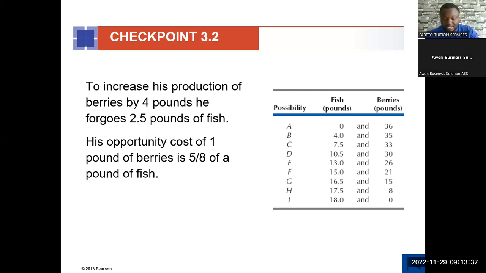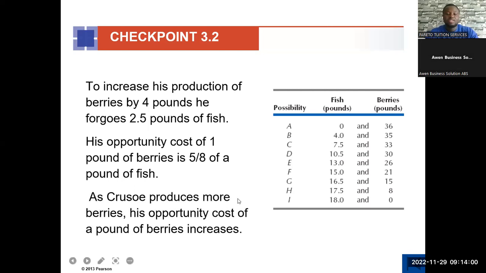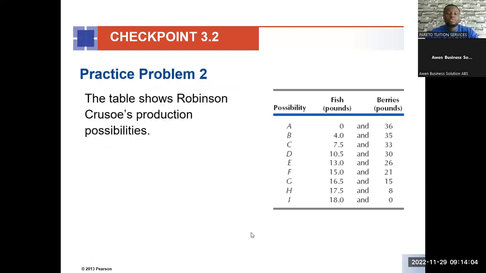Okay, we can change it to this mindset. So what this means is that as he tries to continuously increase the quantity of berries, the opportunity cost will also keep on increasing. If you remember, during the lesson, we said we have increasing opportunity cost. Okay? Increasing opportunity cost. So that is what happens when he tries to produce more berries. The opportunity cost will continue to increase.